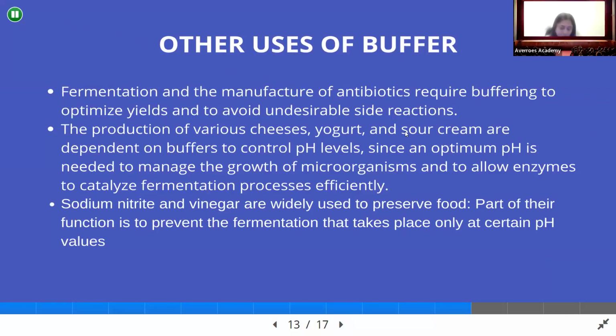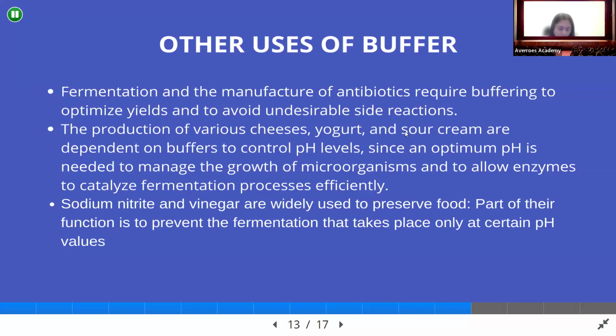Buffers are also super important for many consumer, commercial, and industrial products as well. So fermentation, the manufacturing of antibiotics requires buffers to optimize yield and to avoid side effects. Production of cheese, yogurt, and sour cream is dependent on buffers to control pH, right? Since an optimum pH is needed to manage the growth of bacteria or microorganisms in those products and allow enzymes to catalyze the fermentation process efficiently.